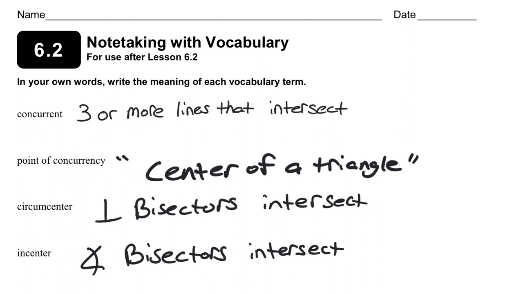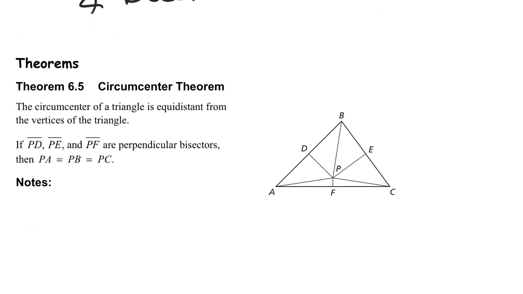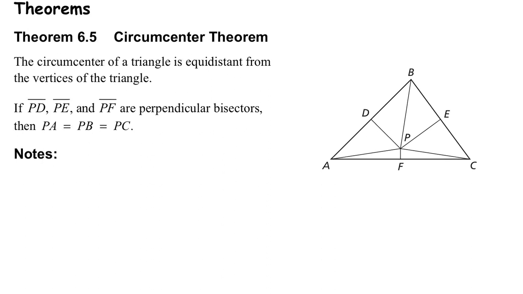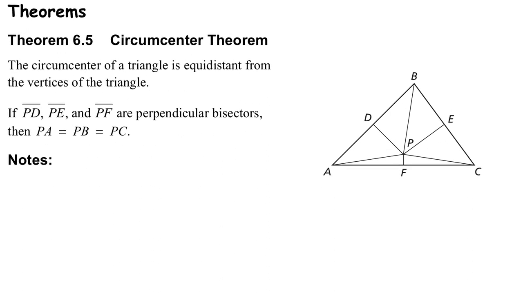So we have a couple theorems that go along with all this. The first would be our circumcenter theorem. It says the circumcenter of a triangle is equidistant from the vertices of the triangle. So in this case, P is going to be our center here. So if this is our circumcenter created by the perpendicular bisectors, I'm going to actually draw those in here.